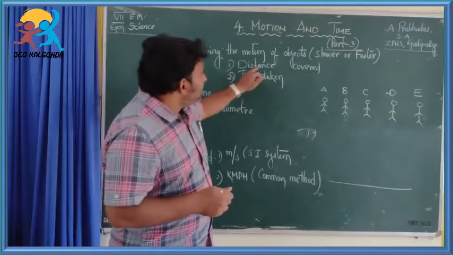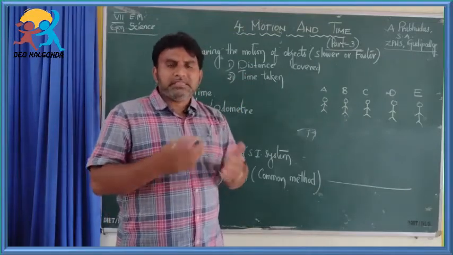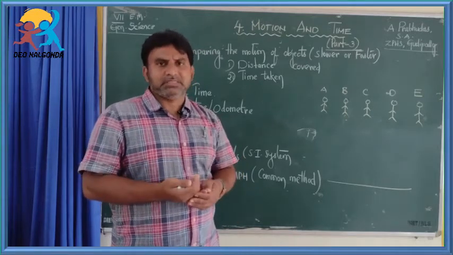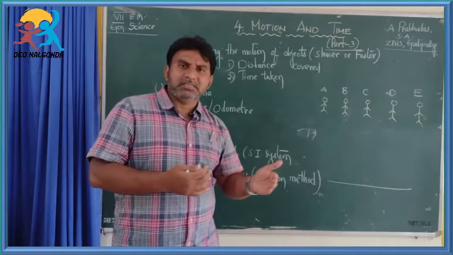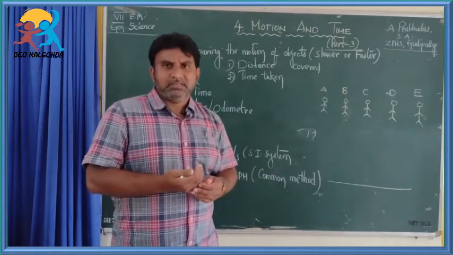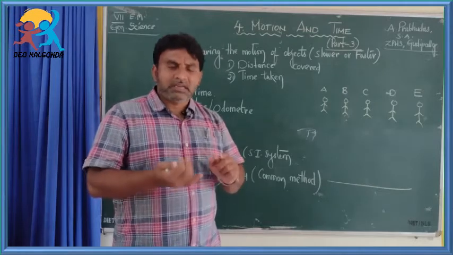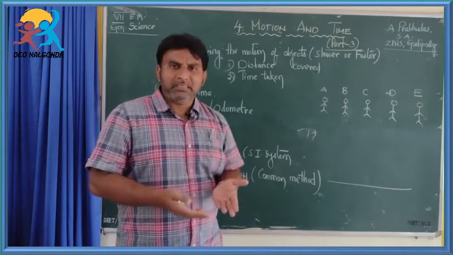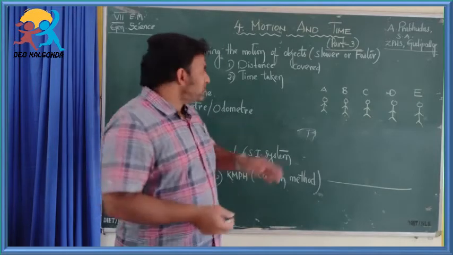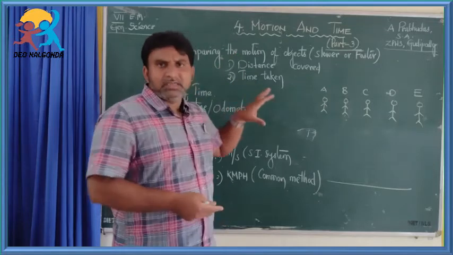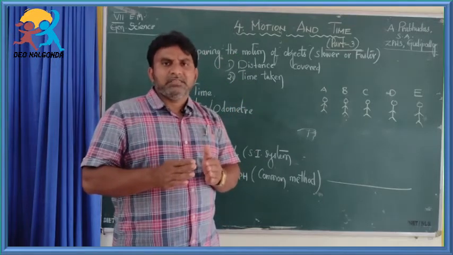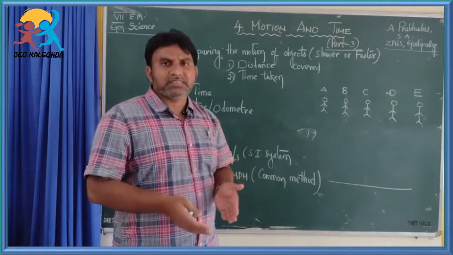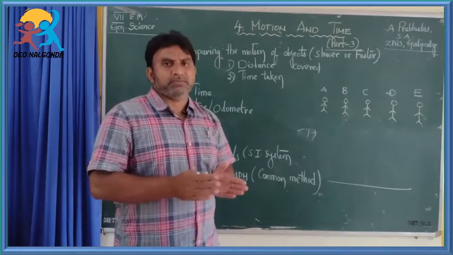And coming to distance, distance is also measured by different units. They vary from millimeters to kilometers. The different units of distance are millimeters, centimeters, meters, kilometers, miles, etc. So, if you know these two quantities, you can easily compare which object is moving faster than the other object.